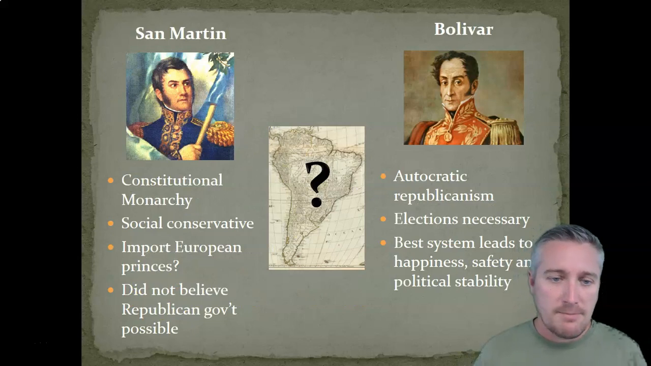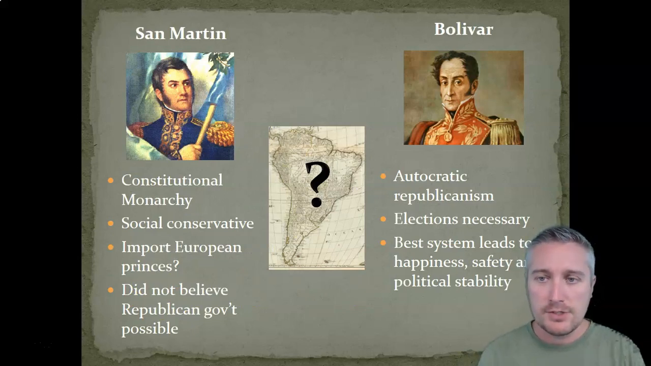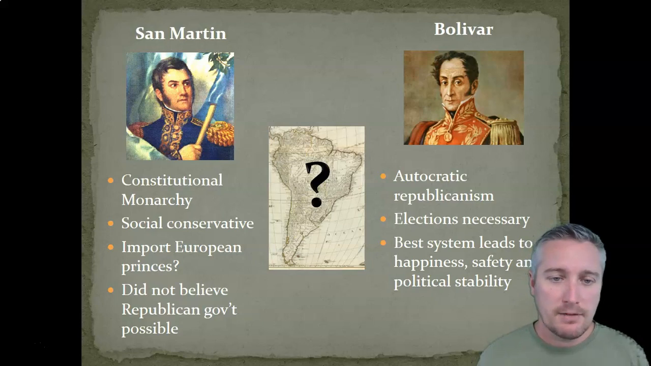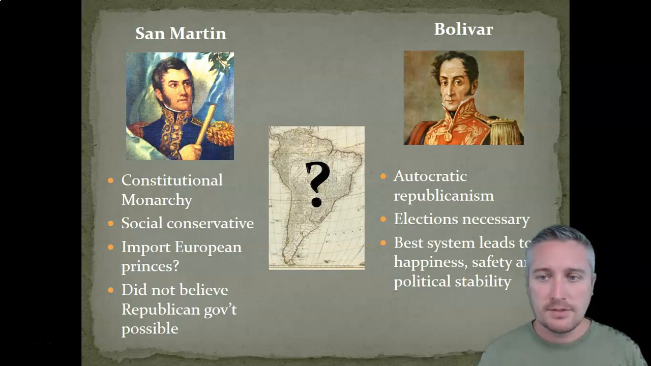And I put some of their main sentiments here on this chart to make it a little bit easier to understand. Both men, frankly, had somewhat similar goals in mind, but very different ways in order to get there. So, San Martin favored monarchy. He wanted a constitutional monarchy. He thought, and that makes sense, right?